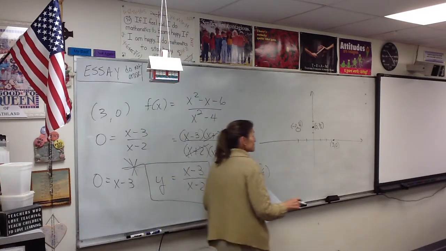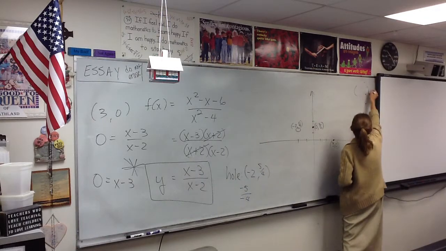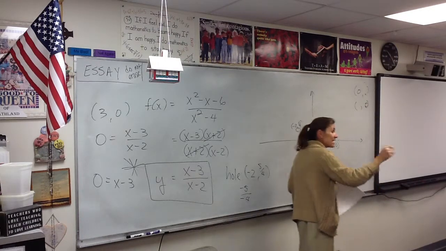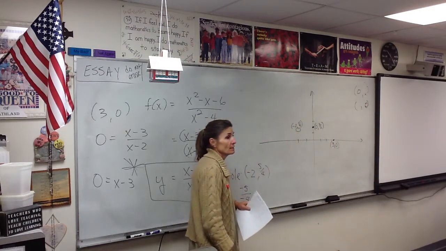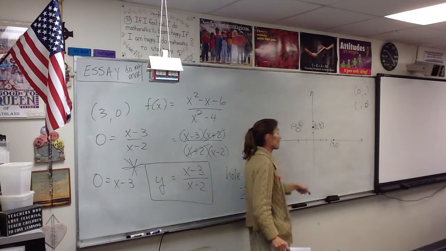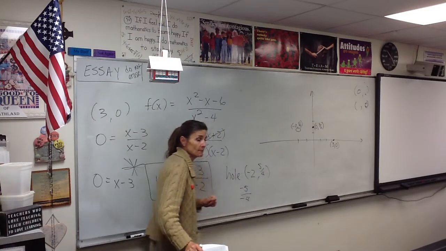Remember, with your intercepts, gang, you're just going to have 2 points. One of them has a 0 for x, and one of them has a 0 for y. That's how you find your intercepts. If you graph it on the x-axis, it's your x-intercept. If you graph it on the y-axis, it's your y-intercept.